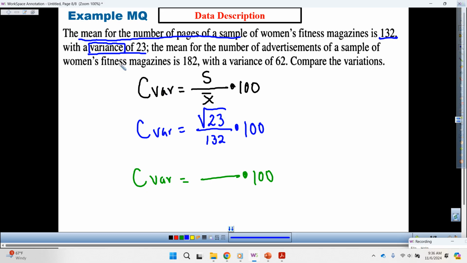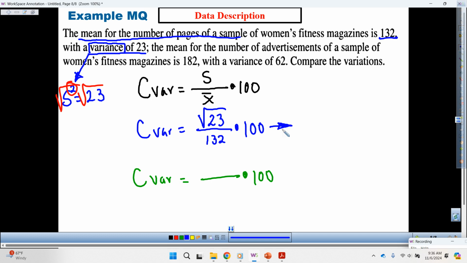Yes. Remember, the variance, let me write this over here. Look up. Make a little note for yourself. The variance is s squared equals 23. But to cancel this squared, what do we do? Take the square root, and that's how we find our s, or standard deviation. Okay? So calculators calculate. What's the percentage for the first CVar?